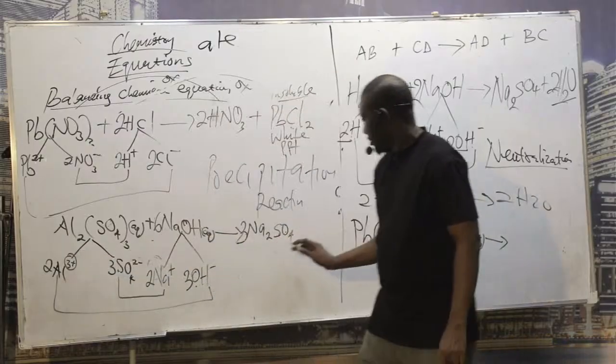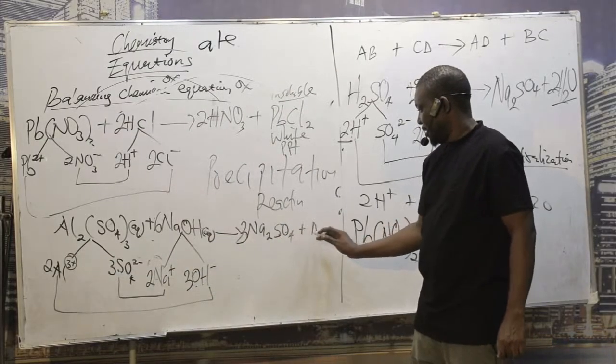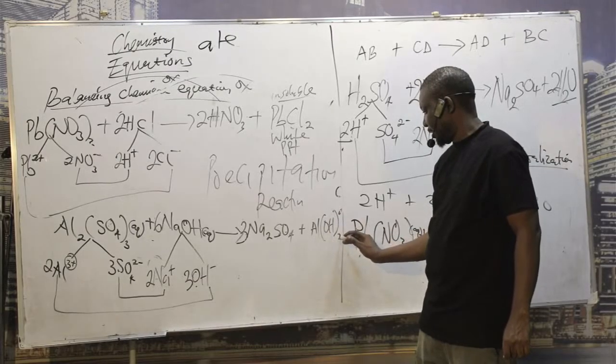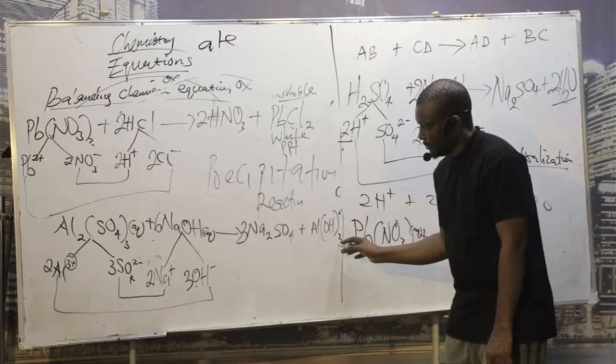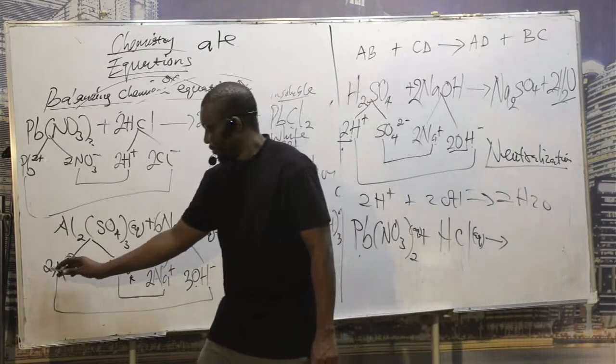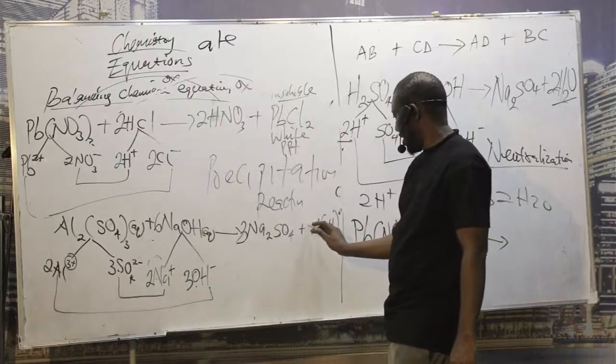I think. So now here is what? Al(OH) bracket what? 3. And now, how many Al do we have here? 2. Can we put 2 here?